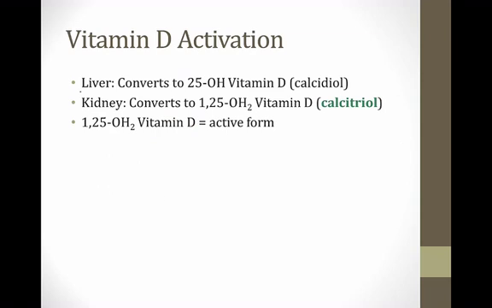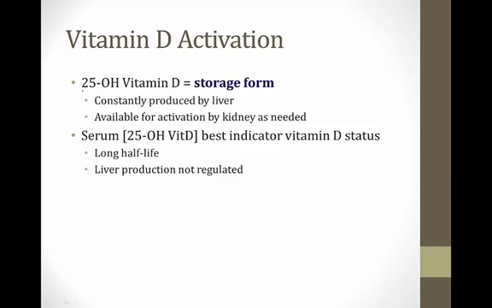So just to summarize these points, the liver converts D3 to 25-hydroxy vitamin D, which is called calcidiol. The kidney converts vitamin D3 to 1,25-(OH)2 vitamin D, which is called calcitriol. And 1,25-(OH)2 vitamin D is the active form. As I said before, 25-OH vitamin D is the storage form. It's constantly produced by the liver, and it's available for activation by the kidney as needed.